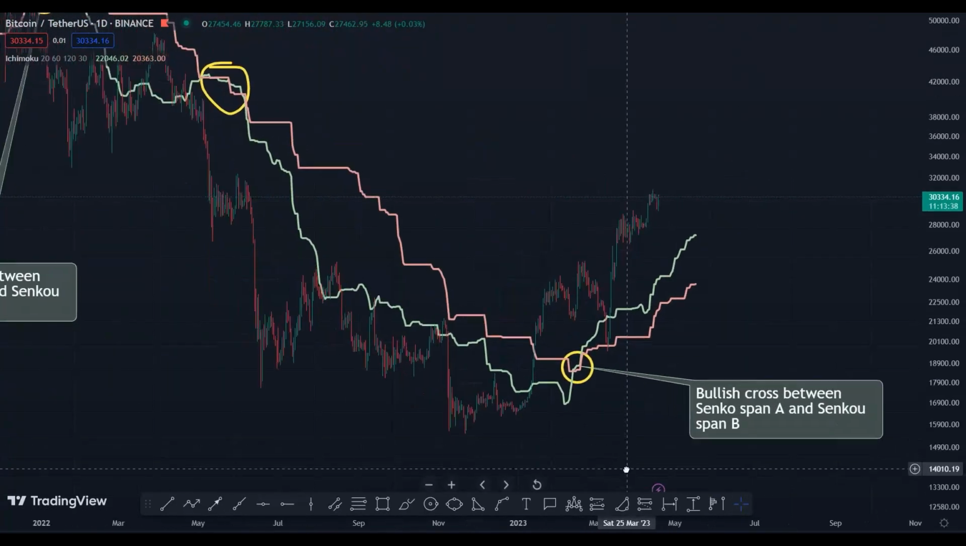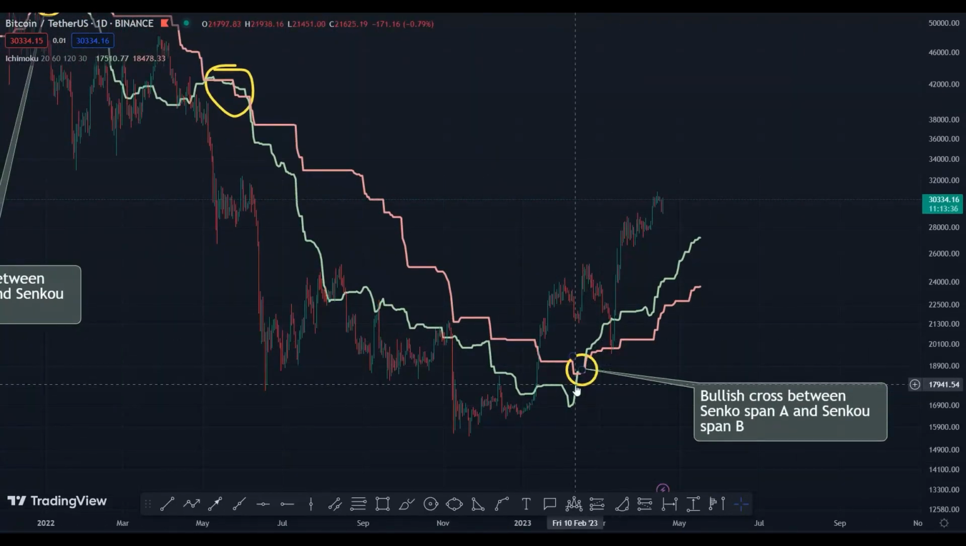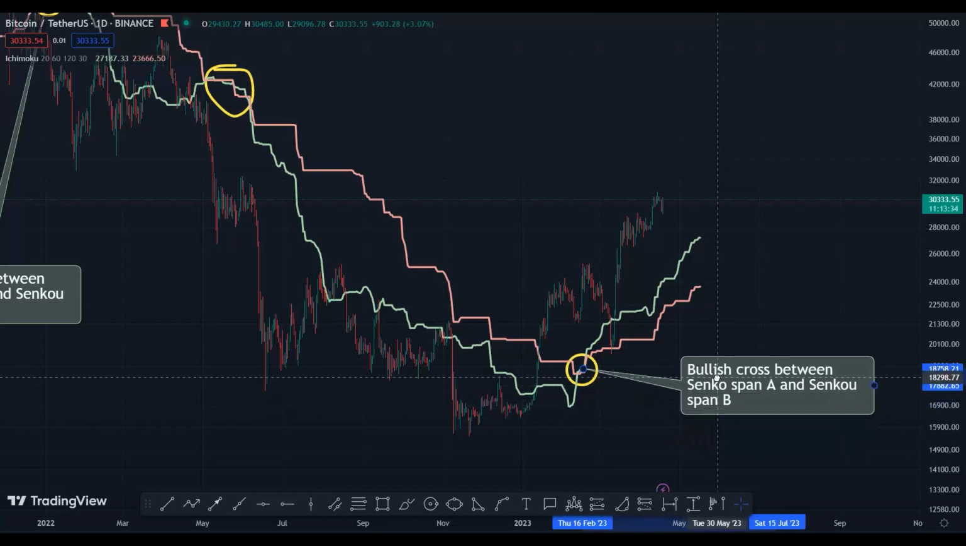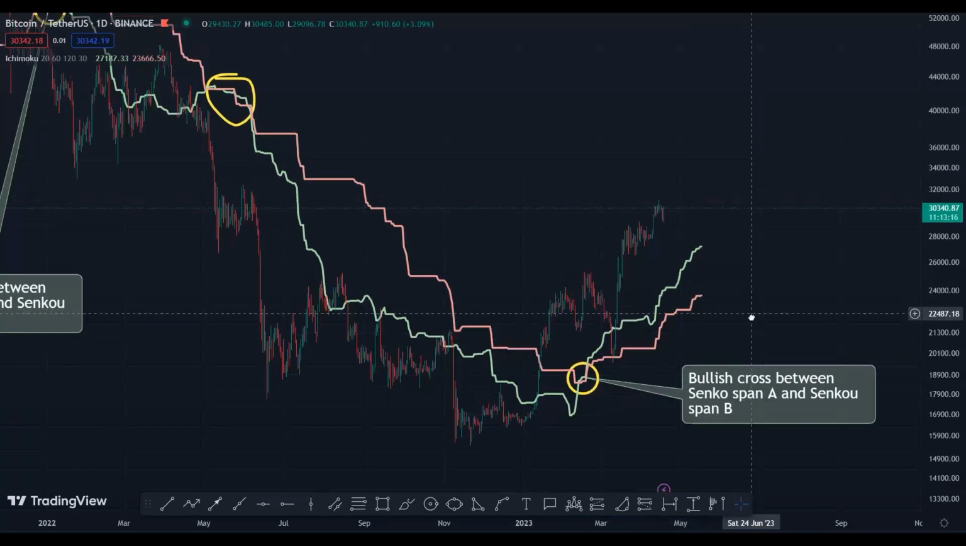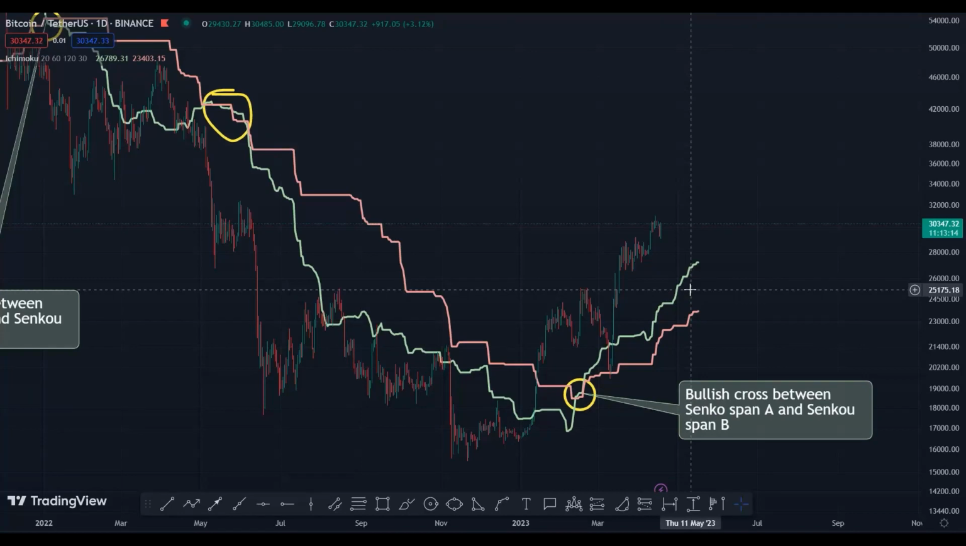No one knows. Based on the chart and based on the indicators, this is a very strong bullish cross which happened between Senkou Span A and Senkou Span B. As long as price remains above these two lines, you have to be bullish. You have no choice but to be bullish. Okay? So, based on these indicators, we remain bullish until we see a bearish cross between Senkou Span A and Senkou Span B.